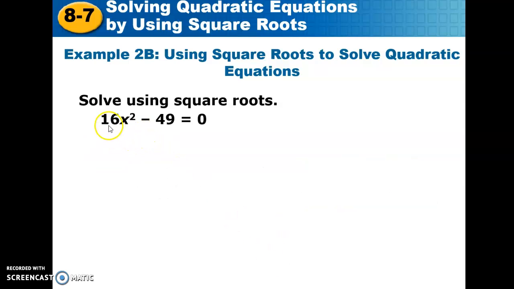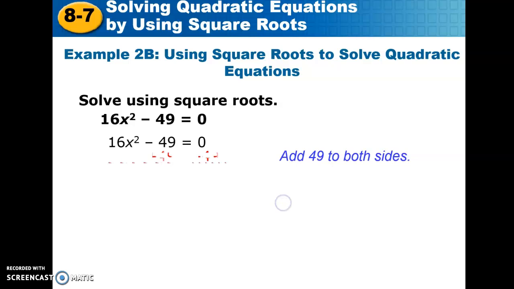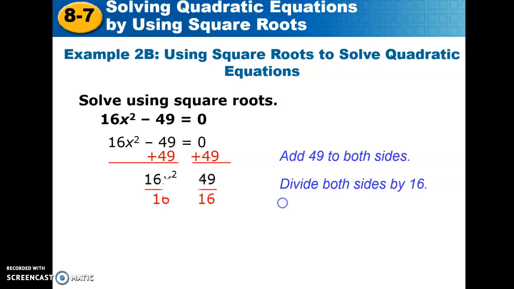Ooh, here we go. 16x squared minus 49 equals 0. I'm going to start by adding 49 to both sides, and I get 16x squared equals 49. Next, I'm going to divide both sides by 16, because remember, I want to get x squared by itself.